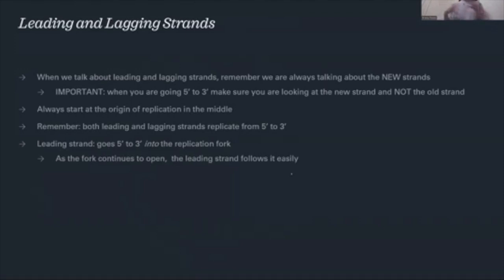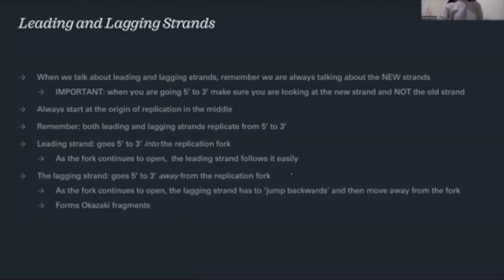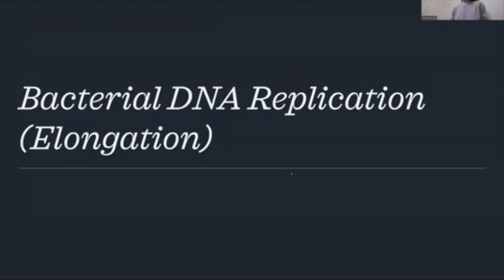The difference is if they're going into or out of the replication fork. So the leading strand goes 5' to 3' into the replication fork, meaning as my fork continues to open, my leading strand can just continue into it as it opens up. My lagging strand, on the other hand, goes 5' to 3' away from the fork. So as my fork continues to open up, it needs to jump back. And this is going to form Okazaki fragments. All right, and that is the end of the leading and lagging strands. So the next video will be over the elongation stage of bacterial DNA replication.